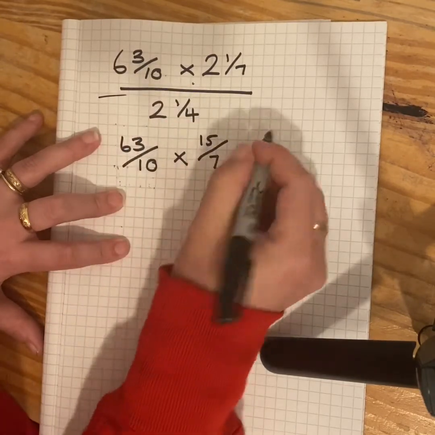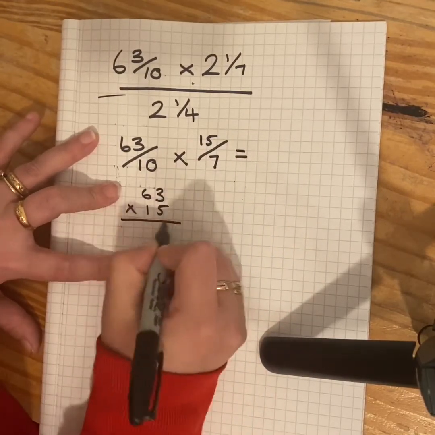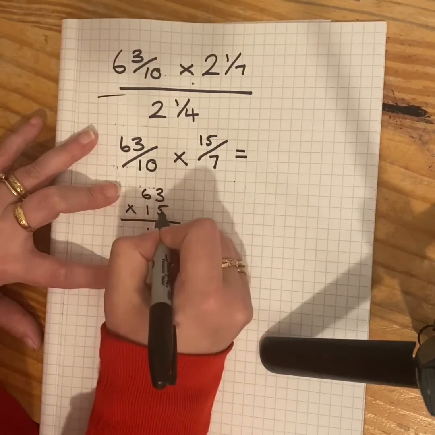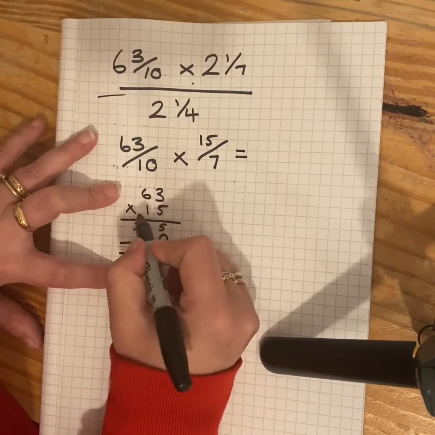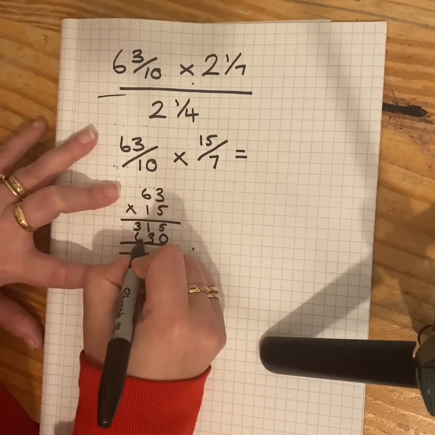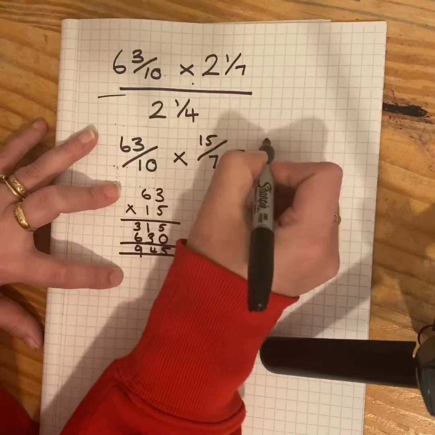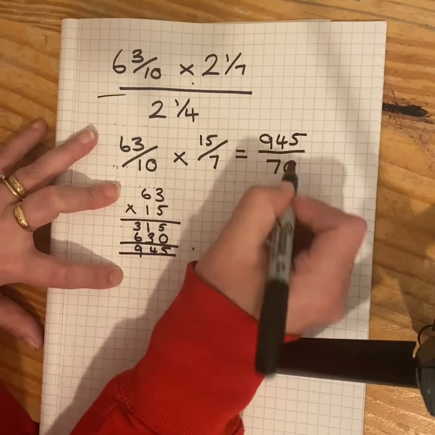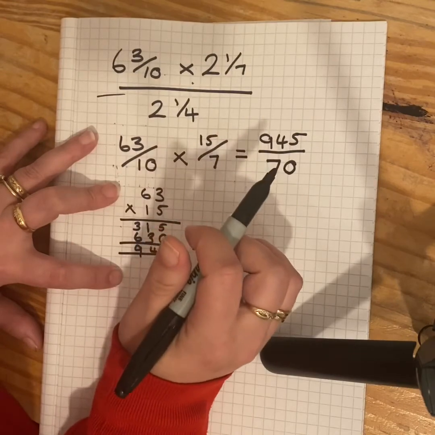Let's do the multiplication. So first of all, we need to do 63 multiplied by 15. So 3 times 5 is 15. 6 times 5 is 30, plus the 1 is 31. I have my 0 because I'm multiplying by the 10s. So 1 times 3 is 3. 1 times 6 is 6. Add them together. So it's 945. And then 10 times 7 is 70. Okay, so we've got 945 over 70. And we'll simplify that afterwards.